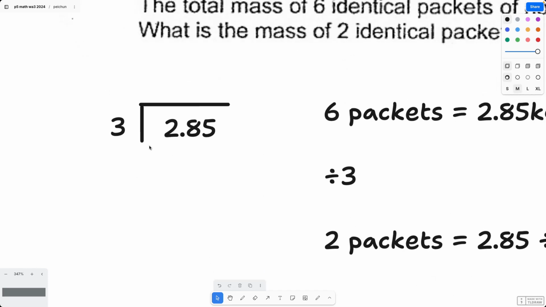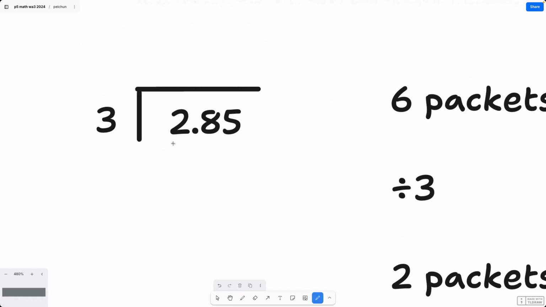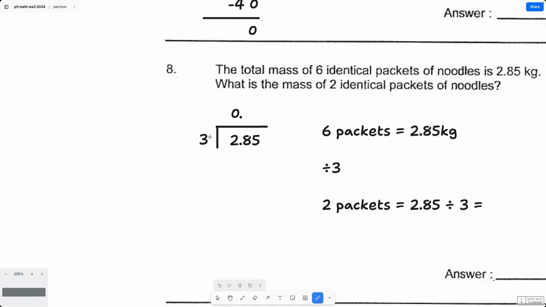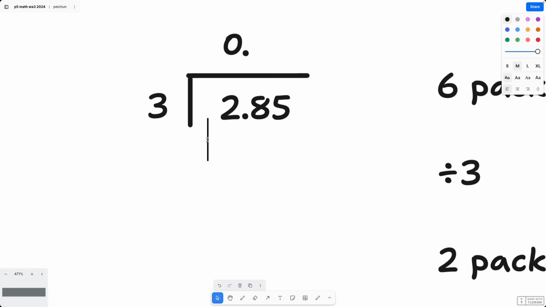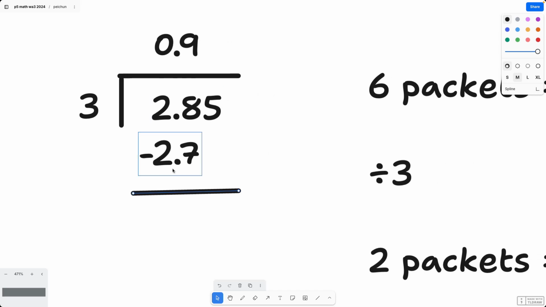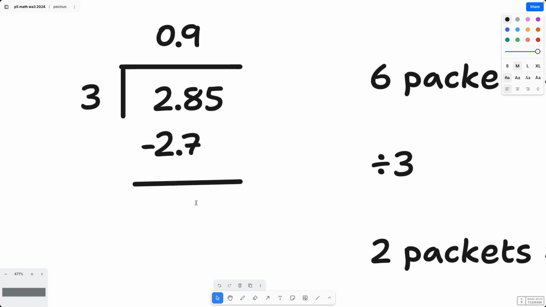First, can the number 2 over here be divided? Can 2 minus 3? No. So what we can do is put 0 point. Now let's move to the second number, 28. Can we divide by 3? Yes, we can. What's the closest multiple of 3 that we can subtract from 28? It's 27. So that means this is 0 point 9, right? What gives 27? 9. And now 2.8 minus 2.7 will give us 1.